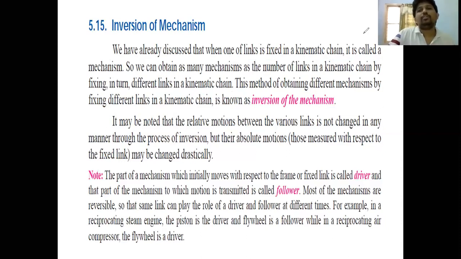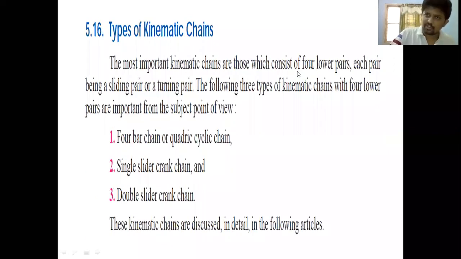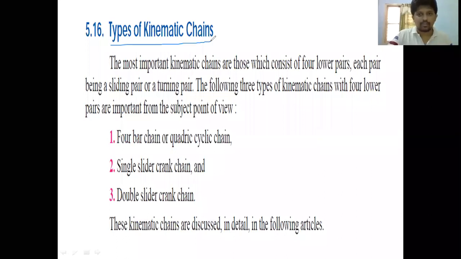In this, we have different types to study, and among that, we are going to see the different types of kinematic chains. How many types do we have of this kinematic chain? We usually classify them into three important types. The first one is the 4-bar chain, or we also call it the quadric cyclic chain. The second is the single slider crank mechanism. The third one is the double slider crank chain mechanism.